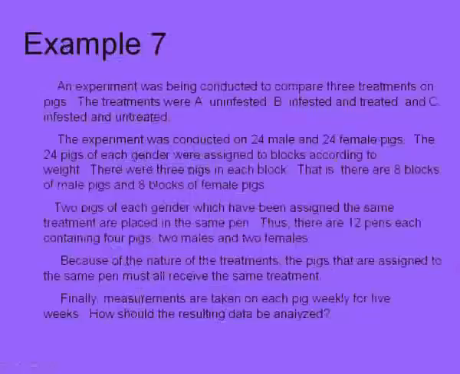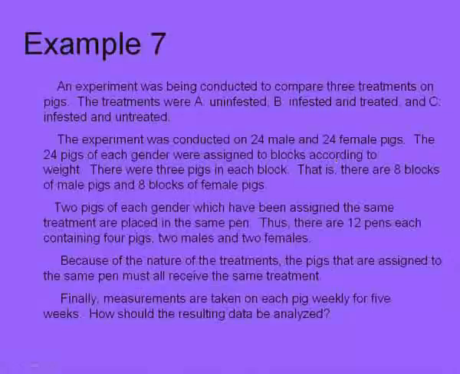The last example that I have is an experiment that was being conducted to compare 3 treatments on pigs. The treatments, I call them A, B, and C: A was uninfested pigs, B was infested and treated, and C was infested and untreated. The experiment was conducted on 24 male pigs and 24 female pigs. The 24 pigs of each gender were assigned to blocks according to weight. So there were 3 pigs in each block. So there's 8 blocks of male pigs and 8 blocks of female pigs.